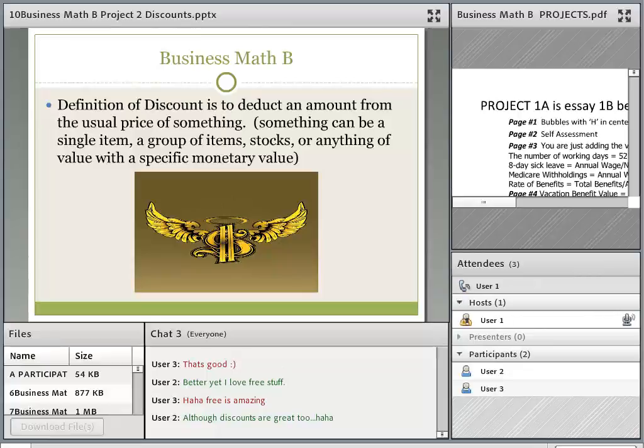The definition of a discount is to deduct an amount from the usual price of something. And that something can be anything. It can be one item, a group of items, a group of stores, stocks, anything that has a specified monetary value. So a discount isn't necessarily just tied to that one item you just bought or want to buy on sale. They can put discounts across the board in all their stores. Sometimes you'll notice that with, say, a Wendy's or McDonald's. They'll offer a special across the board, across the state.